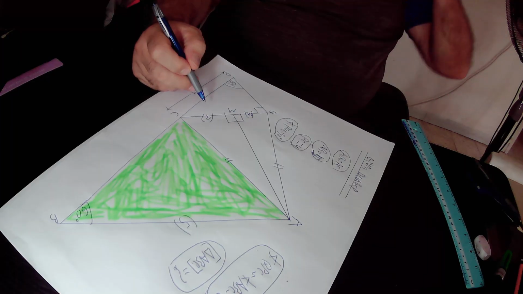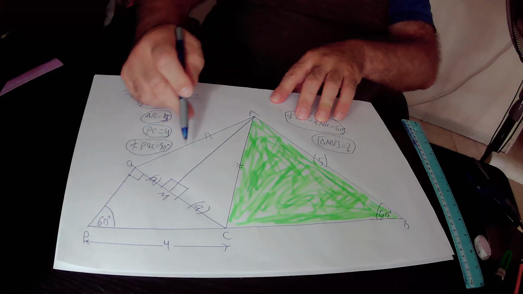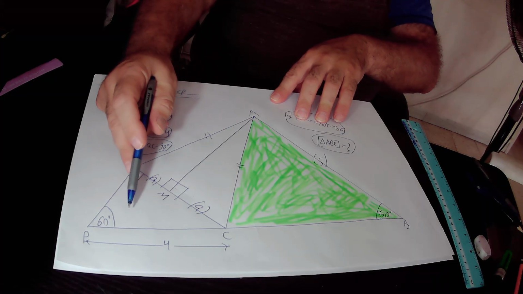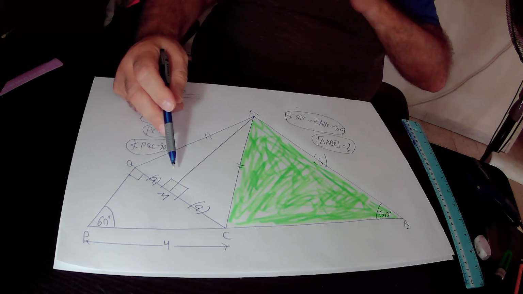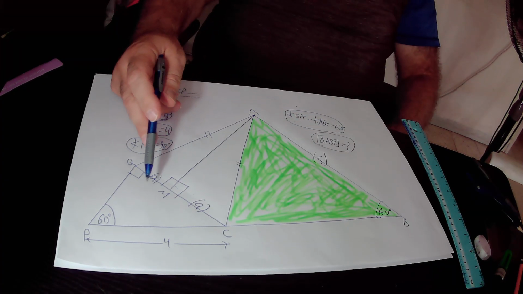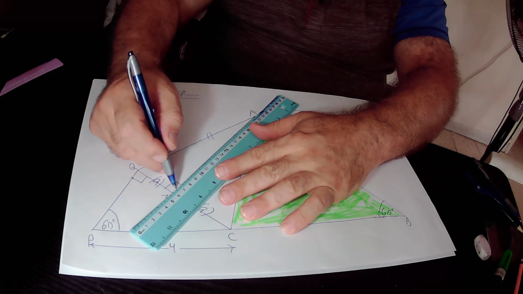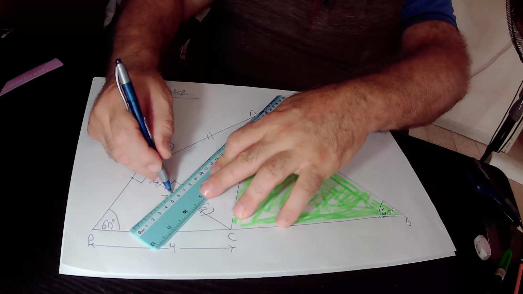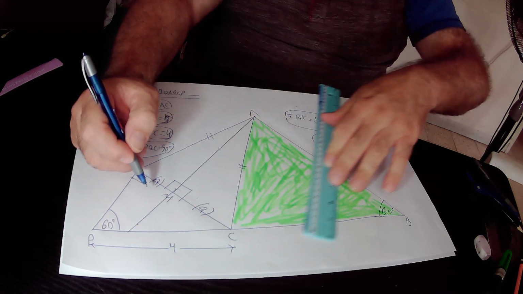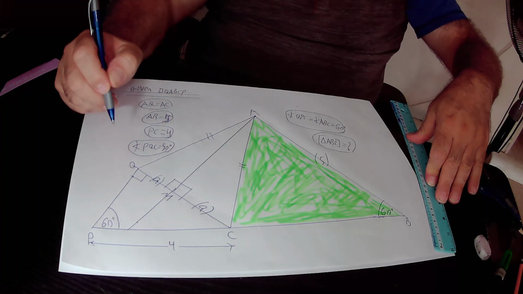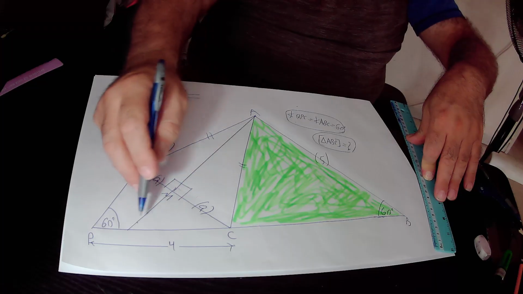In the next step, we will extend the perpendicular AM by a straight line until it touches line PC. And we will define the touching point of the extended perpendicular AM with line PC. This point is point N.